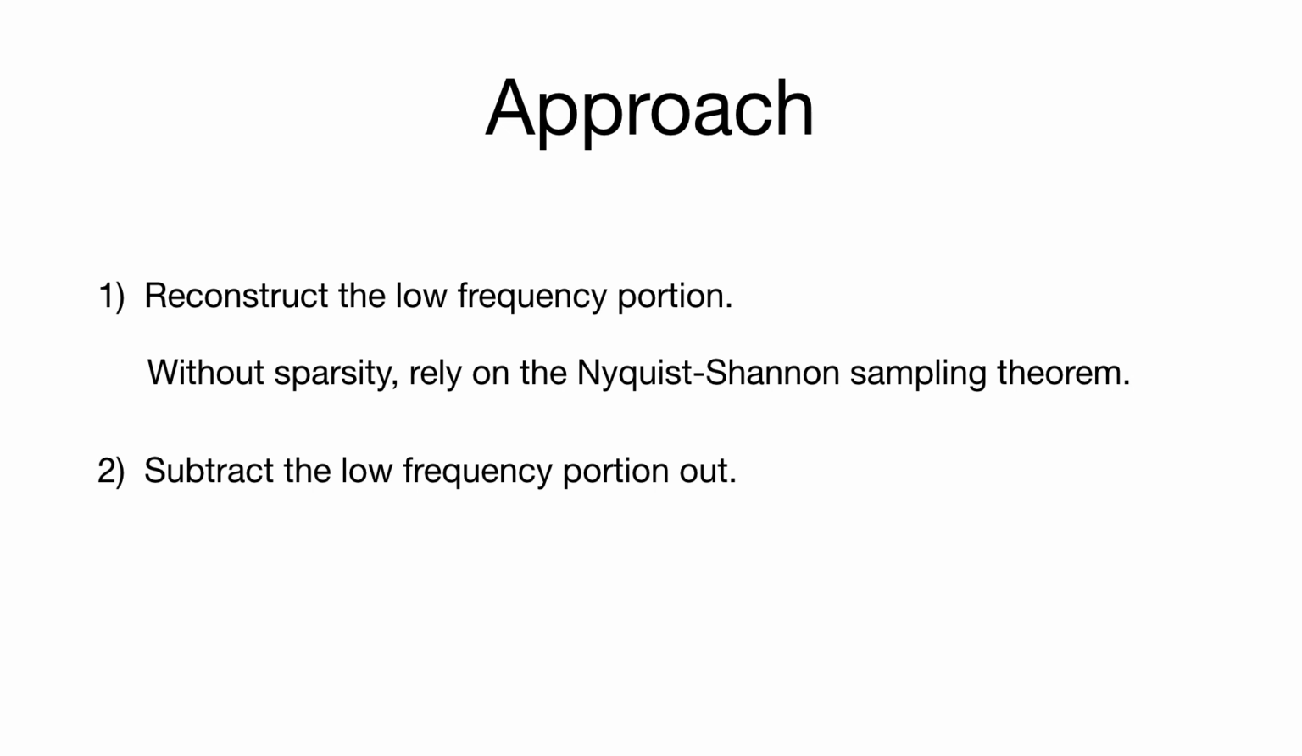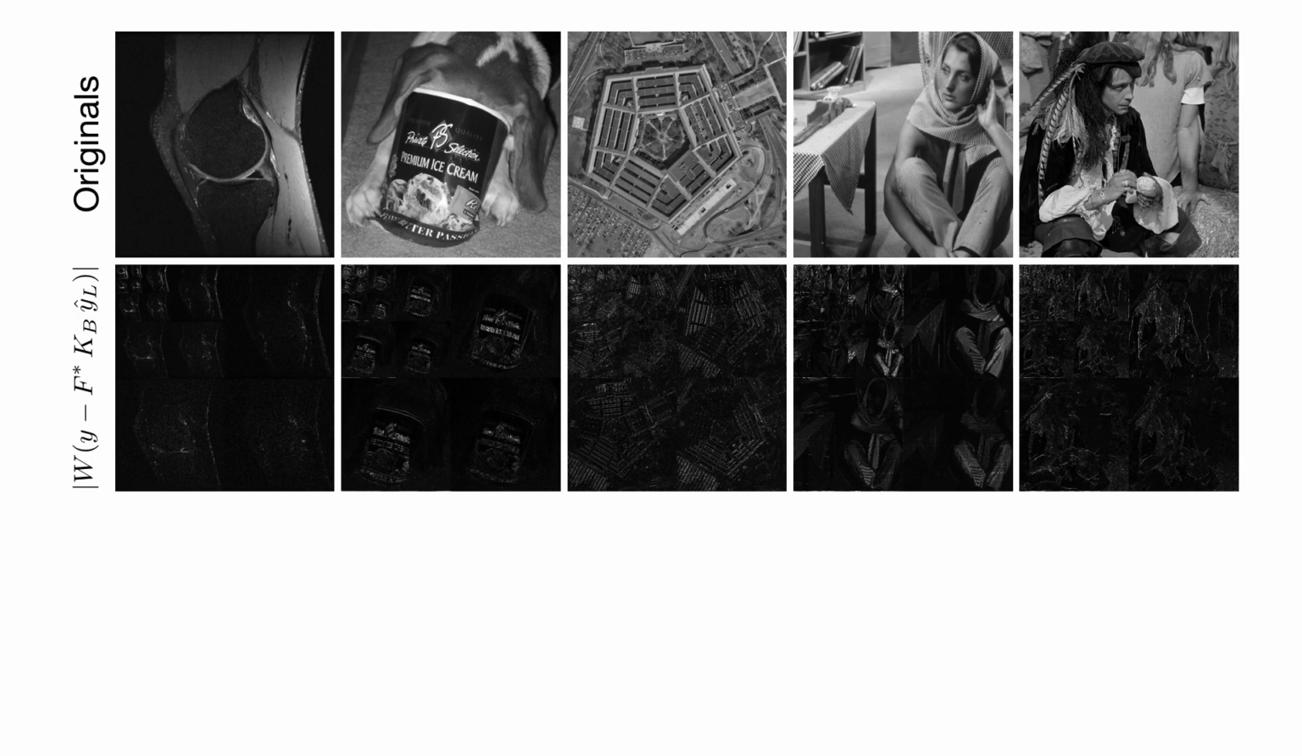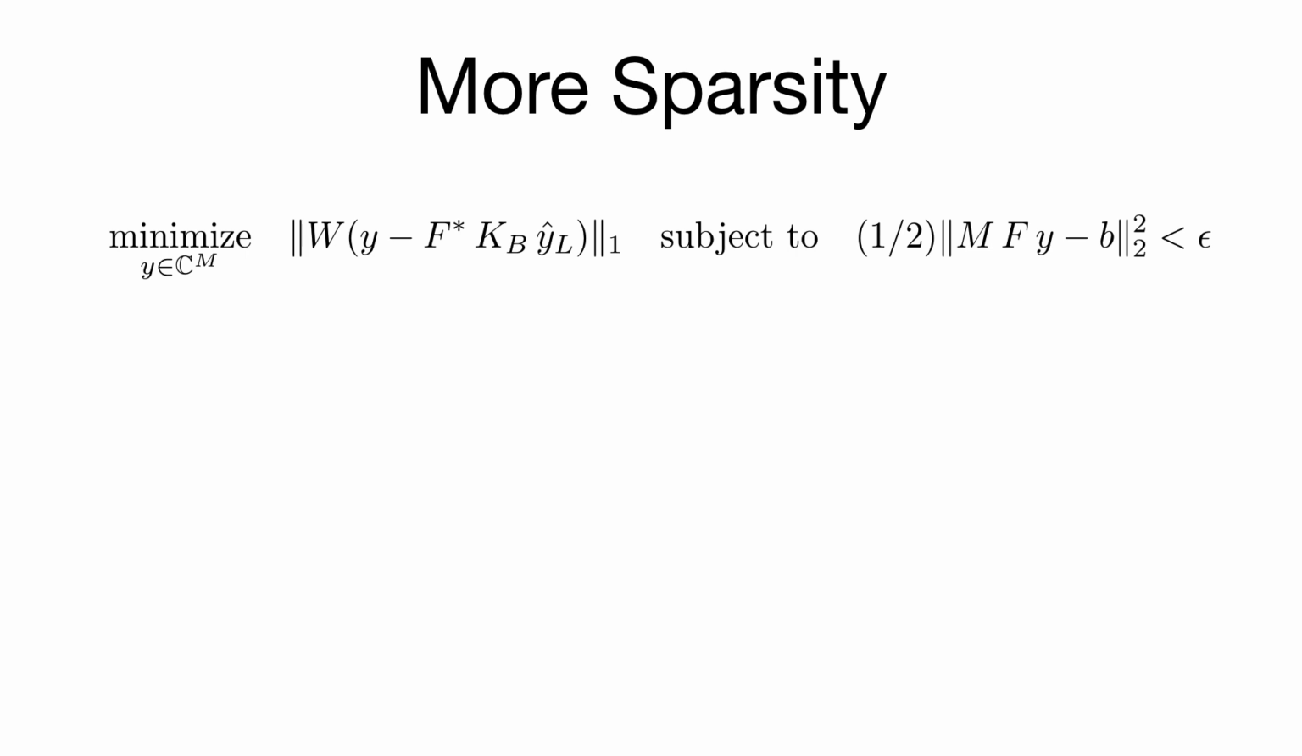Then we're going to subtract that low frequency portion out of the data and then reconstruct the rest relying on sparsity. So here's the result of taking these original 5 images, subtracting out the low frequency portion, and then looking at the wavelet coefficients of the results. And if we zoom into the upper left-hand corner, we see that this is much darker than it was in the original images. Okay, so this is the problem that we're going to be solving, where Y hat L is the low frequency estimate, KB is the Kaiser-Bessel filter, and F star is the adjoint of the discrete Fourier transform.